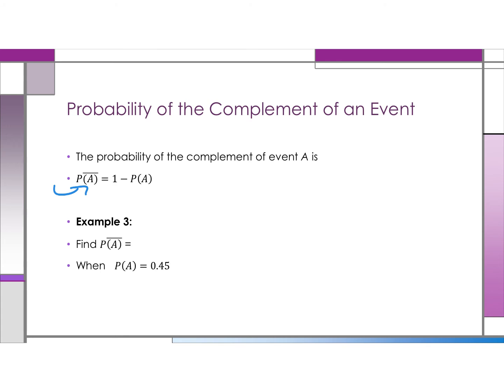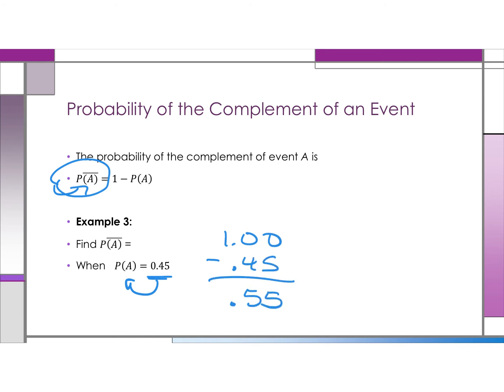But that is the symbol for complement, and to find it, you just take the probability they give you of the event and subtract it from 1. So I would subtract 0.45, and the complement of event A is 0.55. Sort of think of it like rain. Let's say the weatherman says the chance of rain today is 40%. The complement of that, of it not raining, would be 60%. So you can just think of it like that.